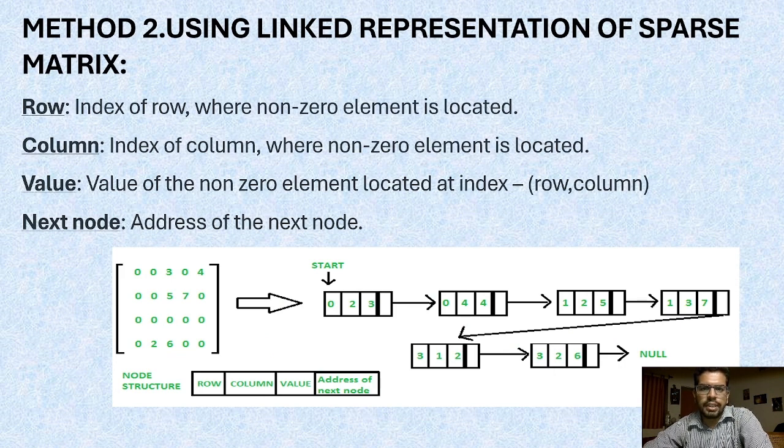Using a linked list, the linked representation of a sparse matrix has: row, the index of the row where the non-zero element is located; column, the index of the column where the non-zero element is located; value, the value of the non-zero element located at that index; and next node, the address of the next node.